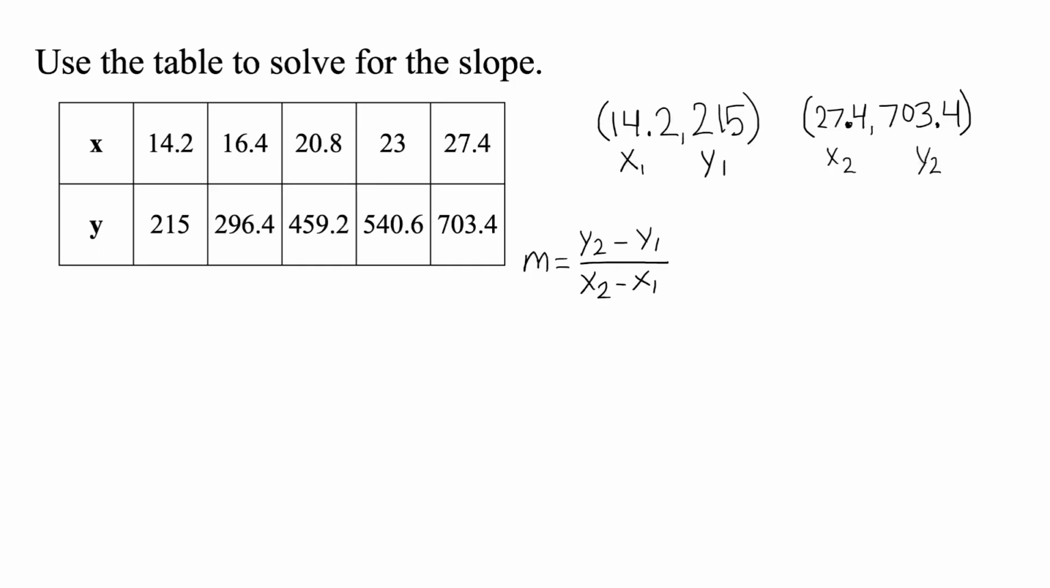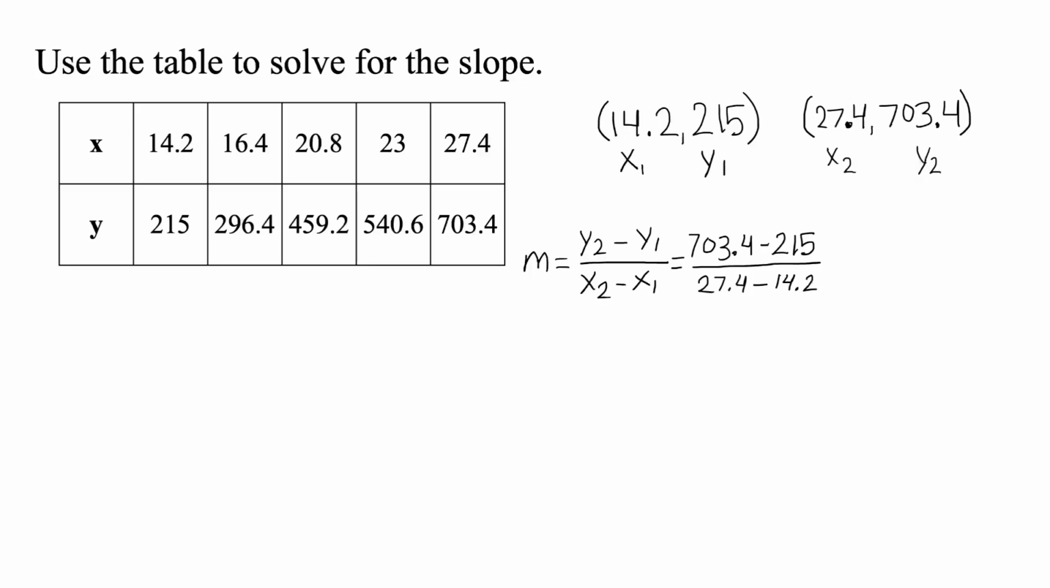The slope of this line equals 703.4 subtract 215 divided by 27.4 subtract 14.2.